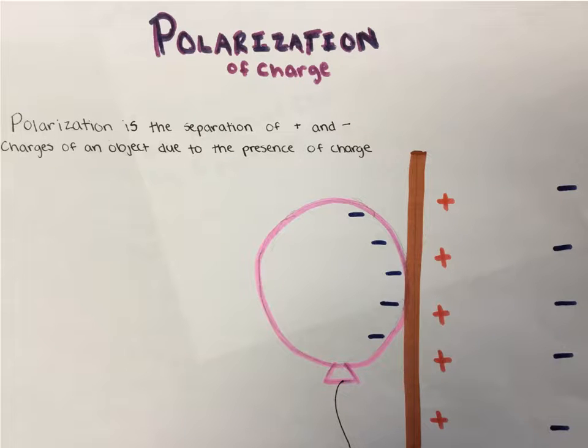Polarization of charge. Polarization is the separation of positive and negative charges of an object due to the presence of charge. As you can see, the balloon has a negative charge. When it approaches the wall, the protons are attracted to the balloon and the electrons are repelled. The charges in the wall separate, making the wall polarized. We will come back to this subject when we talk about the charges of each trick.